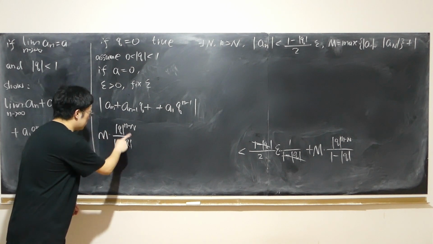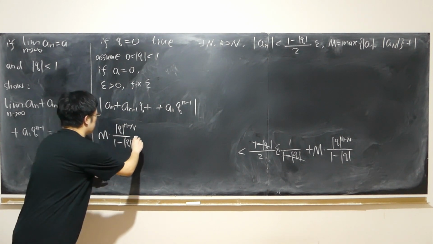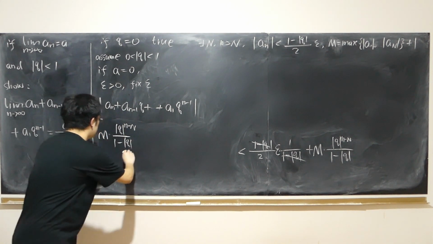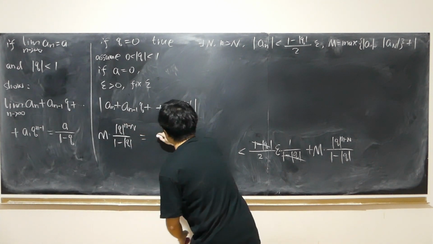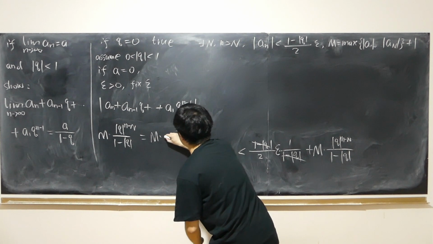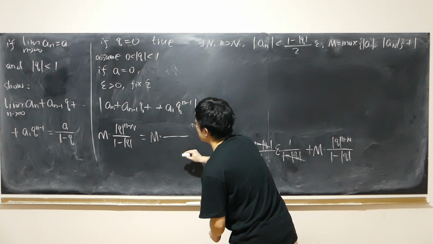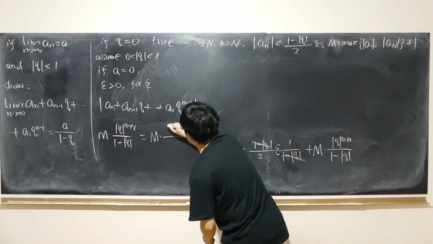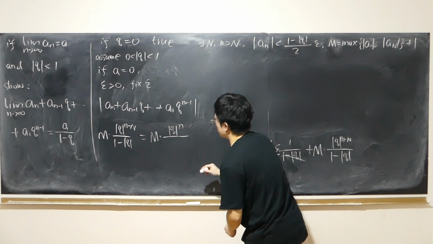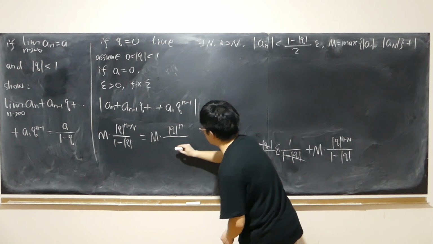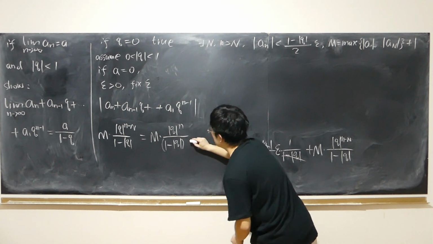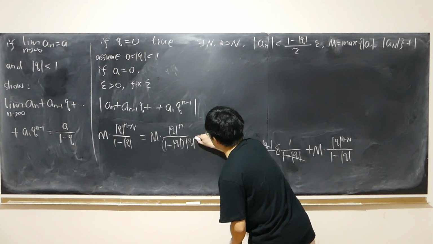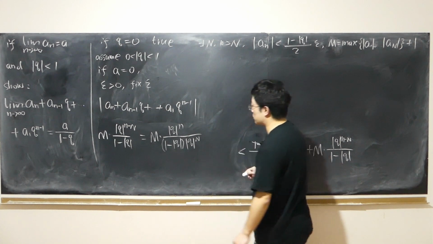So can this be small enough? I say this is M times |q| to the little n. I put the negative power down to the bottom, right? 1 minus |q| times |q| to the capital N, right? This is of course true.